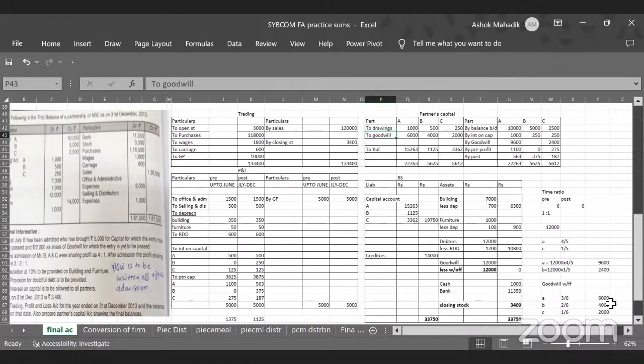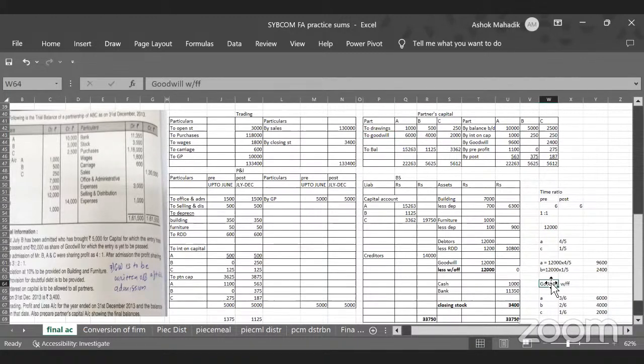The amount is 12,000 and their share is 3:2:1. So I have distributed the goodwill. You can see at the right hand corner I have made a working note. Write-off of goodwill, how much? 12,000 into 3/6 for the first partner, 12,000 into 2/6, and 1/6 for the last partner. Directly write on the debit side the amounts 6,000, 4,000 and 2,000. That's it. Clear, students?